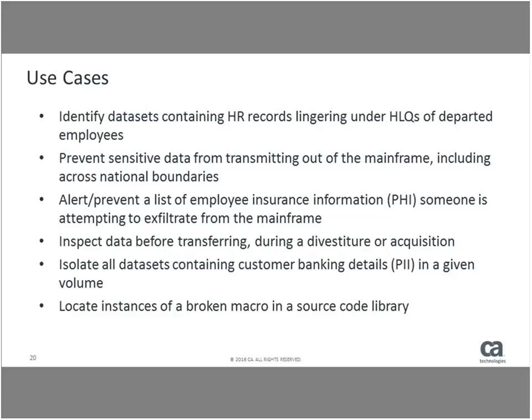When you're moving some data perhaps to a different location, up into a mainframe cloud, for example, it'd be very important to understand what kind of data you're moving prior to moving it, so that you can understand what your risks are and take additional measures to make sure you have the proper access, both where you're deriving that data from, as well as the destination. Also isolating all data sets containing customer banking details in a given volume, or locating instances of a broken macro in a source code library. So this is a more generic capability within our custom identifier section. These are just some examples of the broad use cases that can be achieved within data content discovery.